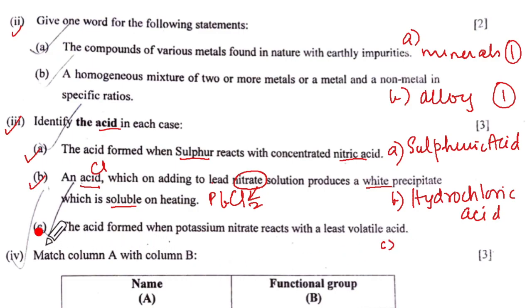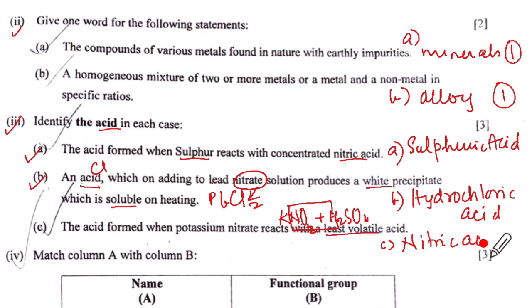And the last part of this is the acid formed when potassium nitrate is heated with the least volatile acid, meaning H2SO4. So I have KNO3 and I am heating it with H2SO4. So I will have this acid, which is HNO3. So that will be nitric acid. That's the lab preparation of nitric acid. So this is again 1 mark each. That gives us full marks so far. Let us come to the fourth subpart.